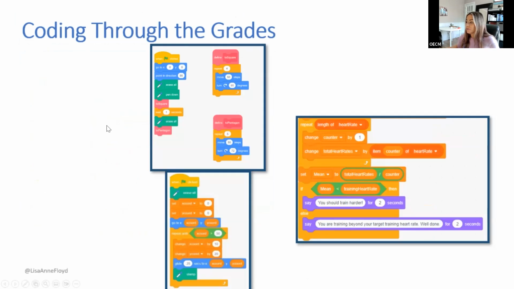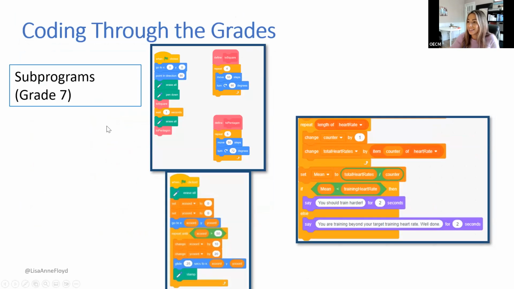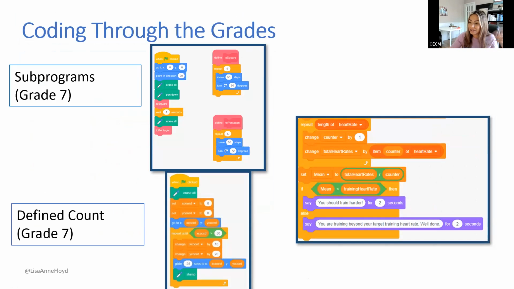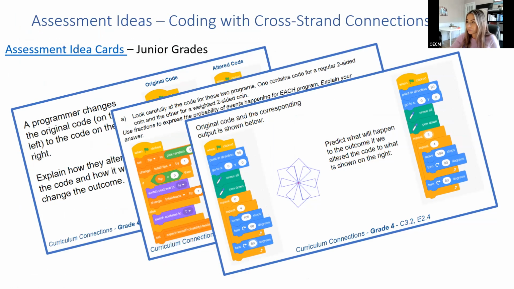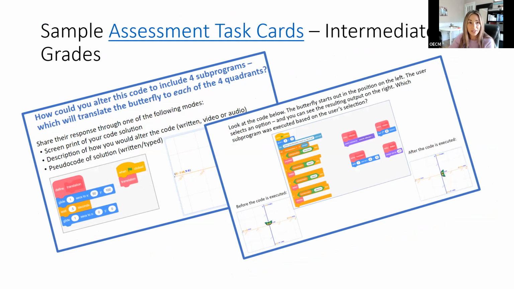Okay. So let's just go through the grades that we just did then. We did subprograms in grade 7, define count in grade 7, and then in grade 8, decisions. I showed you an example of calculating that mean is a really good data analysis. So just the last 2 slides here before I share a link to a survey. I'd appreciate if you could fill out the survey, but I've got some assessment cards for junior grades and then some assessment cards for intermediate grades.